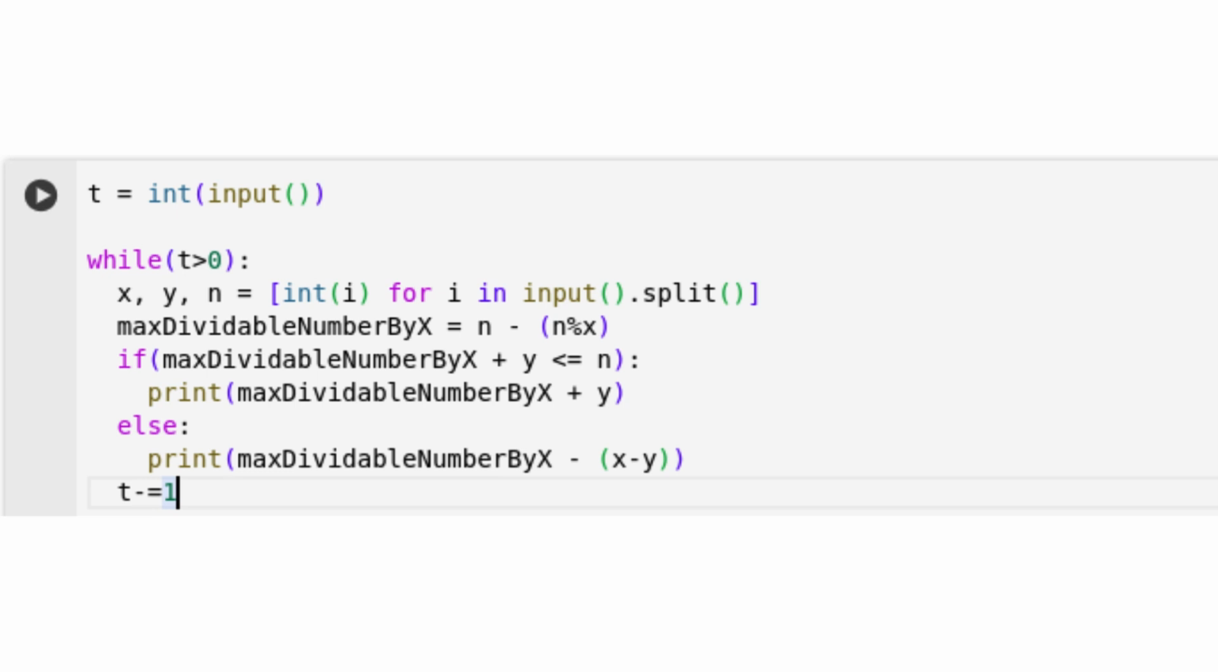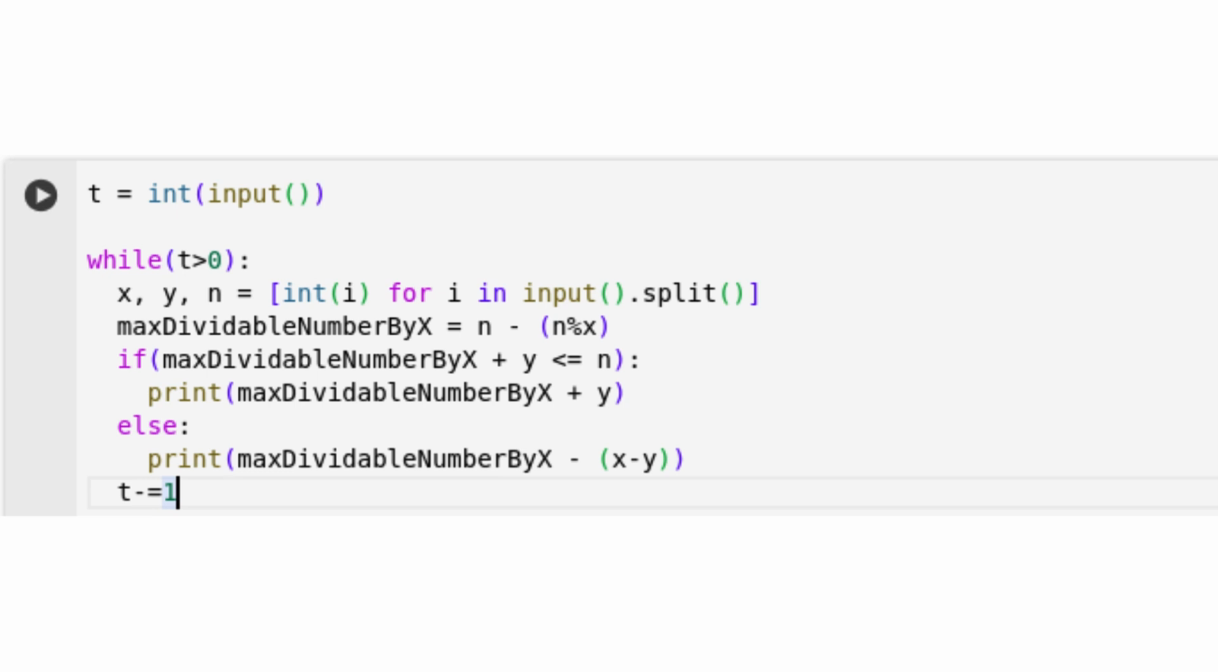2. Next, check if we can add y to this number while keeping it less than or equal to n. If max divisible number plus y is less than or equal to n, then k equals max divisible number plus y. 3. Otherwise, subtract x minus y from max divisible number to satisfy the condition k % x equals y. This works because shifting down by x minus y keeps k consistent with the remainder y. 4. Repeat this logic for all test cases.